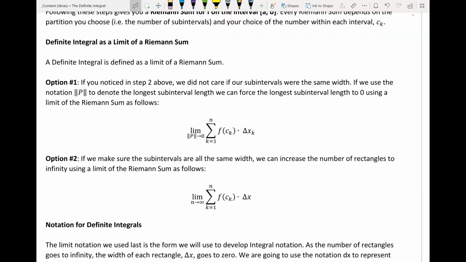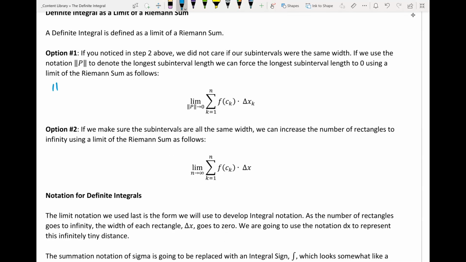So there's two options you can look at this. Option one, if you notice in step 2, we didn't care about our subintervals having the same width. So if we use notation P to denote the longest subinterval, we can force the longest subinterval length to 0 using our limit of the Riemann sum as described. Or you can make sure the subintervals are all the same width, and then we can increase the number of rectangles to infinity using the limit of the Riemann sum.